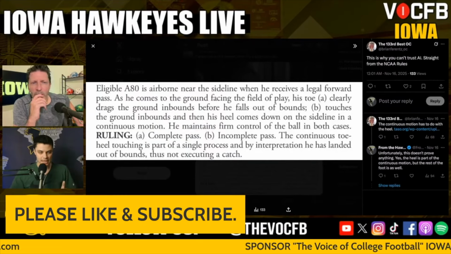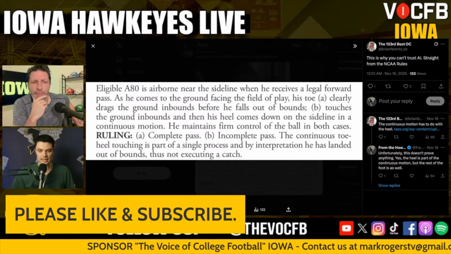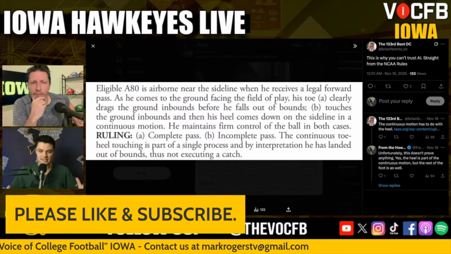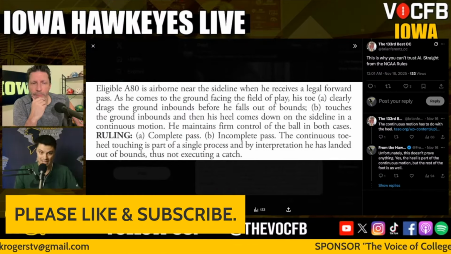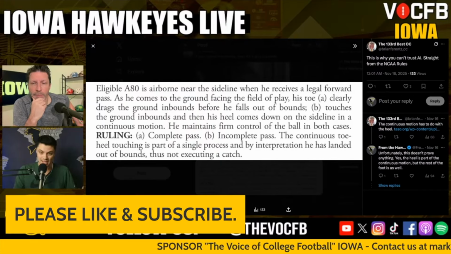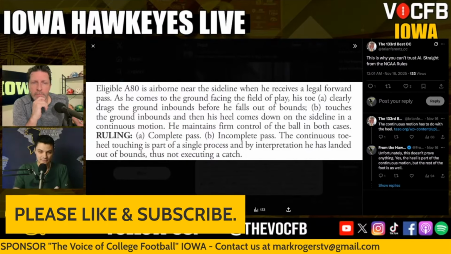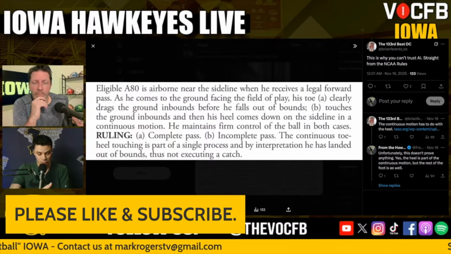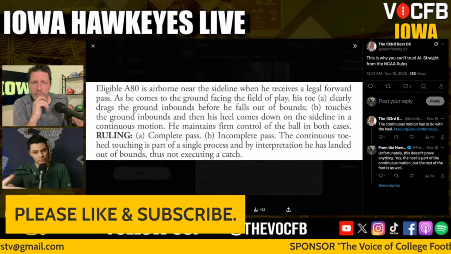But listen very carefully. This is an example the NCAA gives. Eligible A80 is airborne near the sideline when he receives a legal forward pass. As he comes to the ground facing the field of play, his toe clearly drags the ground in bounds before he falls out of bounds. So A is a complete pass. But see, it says he falls out of bounds. It does not say that he drags the foot in one motion out of bounds. It says that he dragged it in bounds and then falls out of bounds.